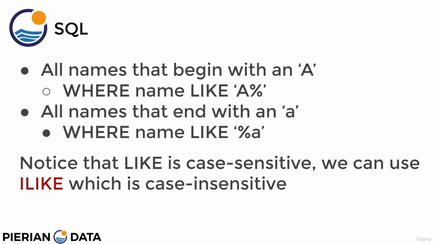Then we could do something like all names that end with a lowercase a. So then we have where name LIKE, and then we start off with the % sign and end with a lowercase a, essentially saying that any sequence of characters can come before that lowercase a. Notice I've been saying things like uppercase or lowercase, and that's because LIKE is case sensitive. However, you can always use ILIKE, which is going to be case insensitive.